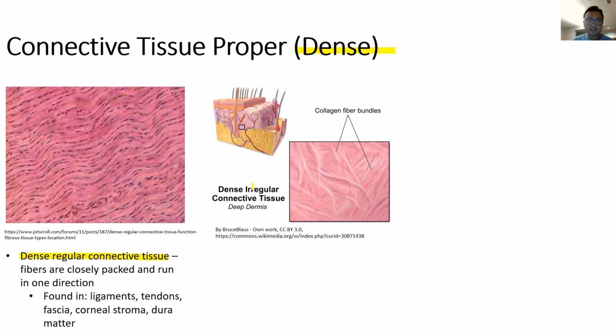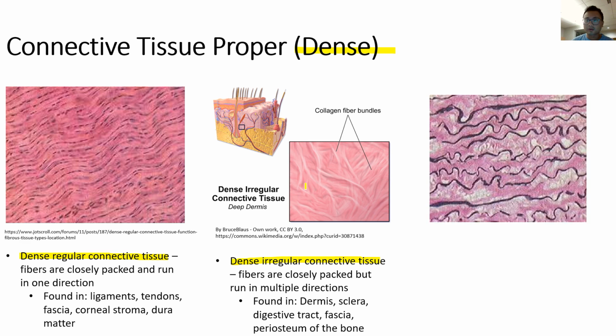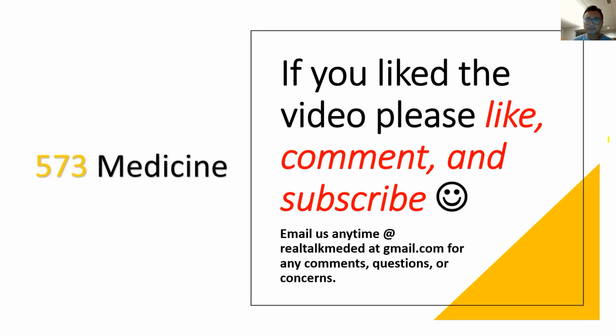There's also dense irregular connective tissue. So dense because there's not a lot of ground substance or white that you can see, but it's irregular because the fibers are running in all different directions. This is found in the dermis, sclera, digestive tract, fascia, and periosteum of the bone. And this is elastic connective tissue, which contains a lot of elastin and is found in the arteries and lungs. And you actually need a special stain to see the elastic connective tissue.